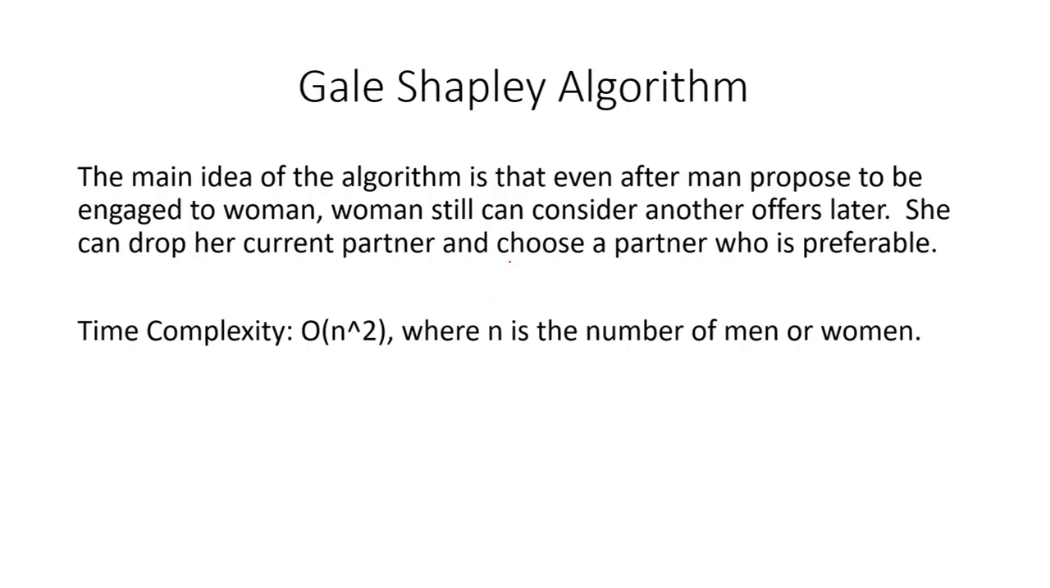So the main idea of the Gale-Shapley algorithm is that women, even after getting engaged, can still consider other offers. And if someone with a higher ranking offers, she can drop her current partner and get engaged with a new partner. And the time complexity of this algorithm is big O of n squared, where n is the number of men or women.